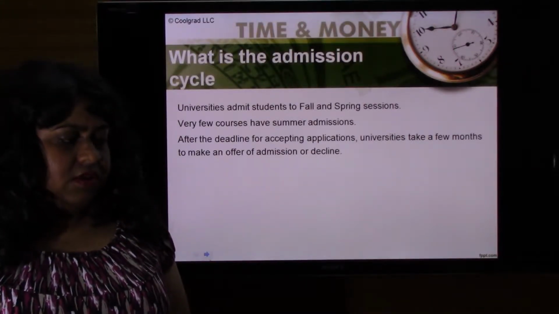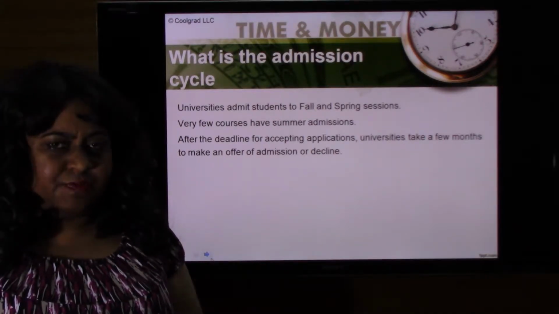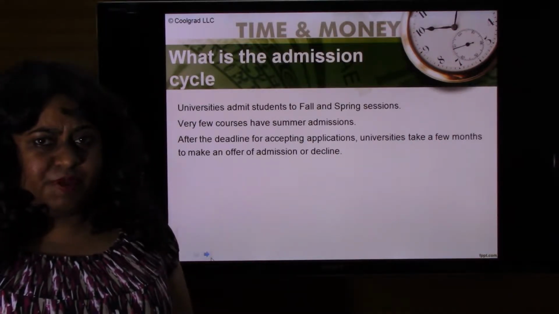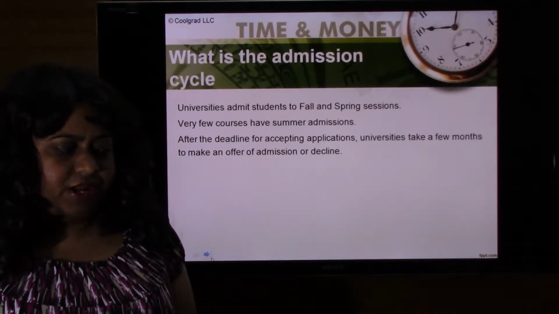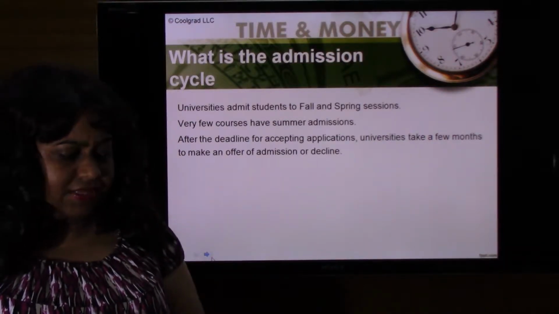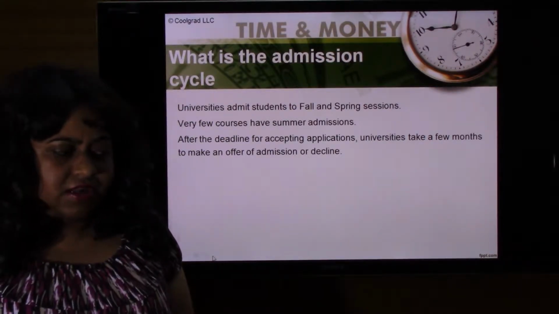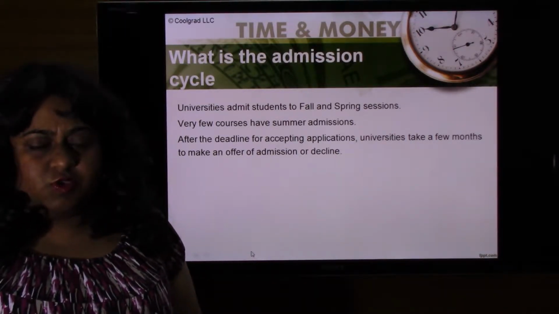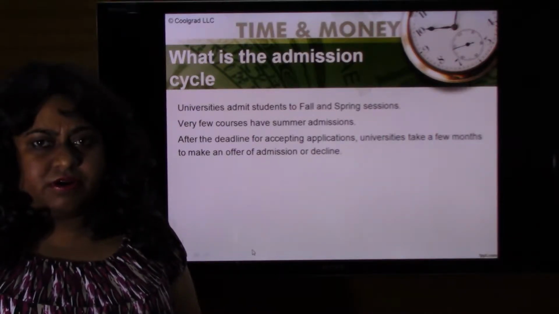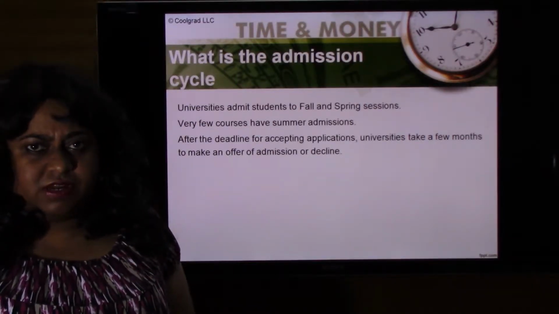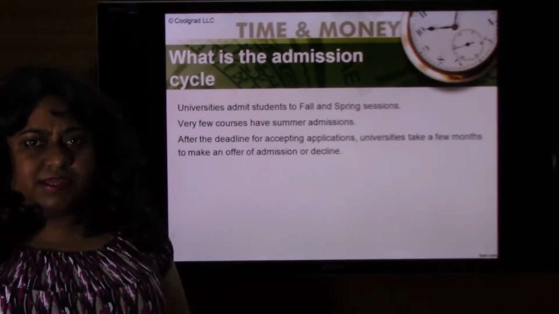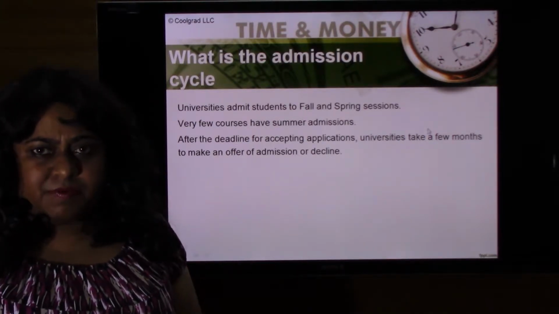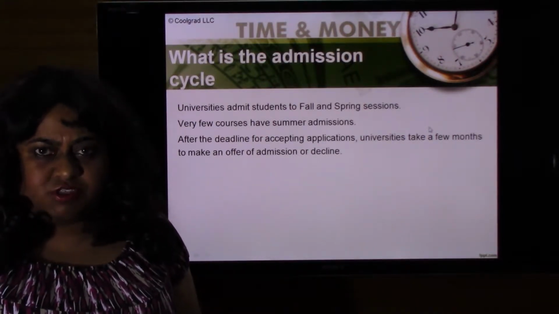What is the admission cycle? University admits students to fall and spring sessions. Very few courses have summer admissions. So either you get admission into fall or spring semester. After the deadline for accepting applications, universities take a few months to make an offer of admission or to reject. So if you are applying for fall 2016, you would have to apply usually around October or November 2015, the year before. Usually they don't accept applications after December for the next fall season because it's going to take them a month or 2 to make a decision whether to give you admission or not.